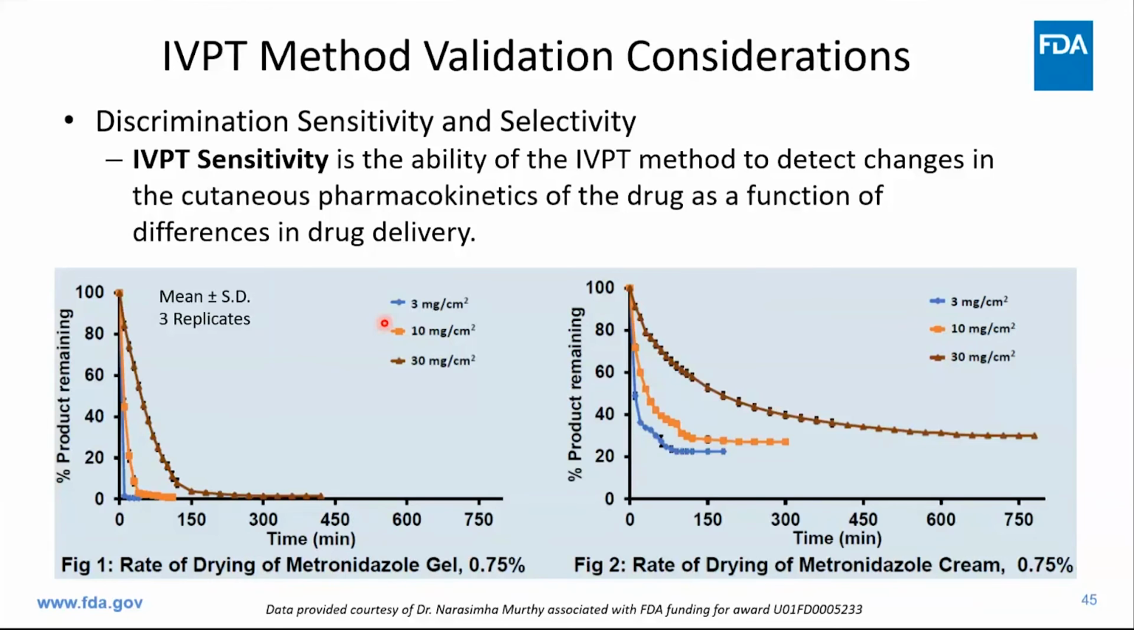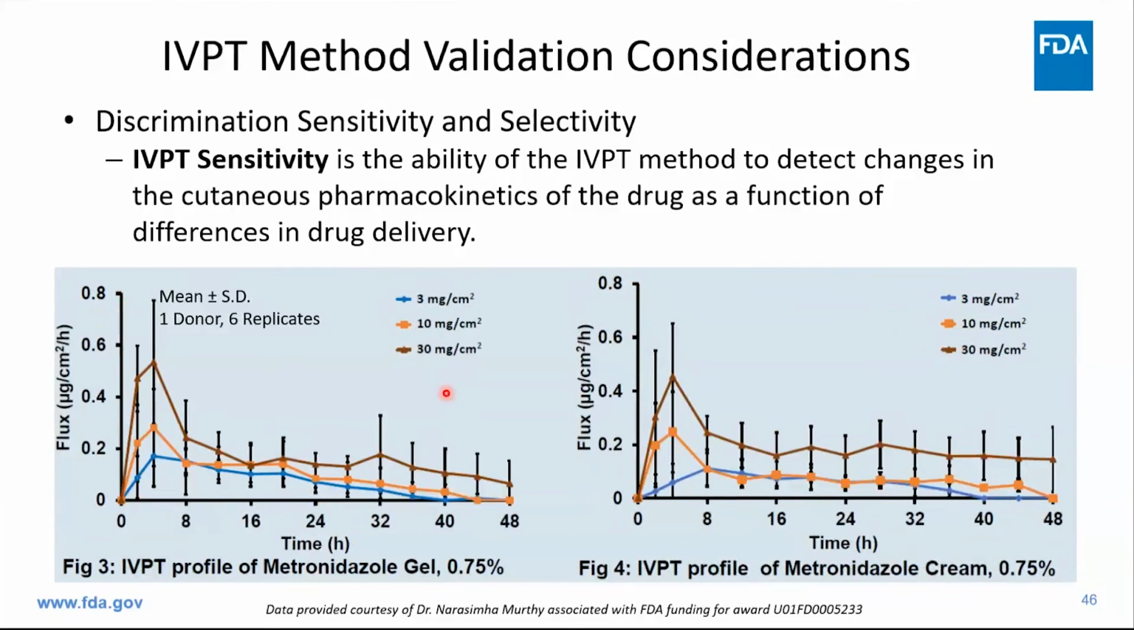And then when you look at these same data in an IVPT study, now looking at the flux data, you can see that these different dose amounts provide different bioavailabilities. Now, this is just meant as an illustration. You're not seeing these well differentiated because this is just one donor to illustrate the kind of data that you would get and the way that you would approach designing a sensitivity study.